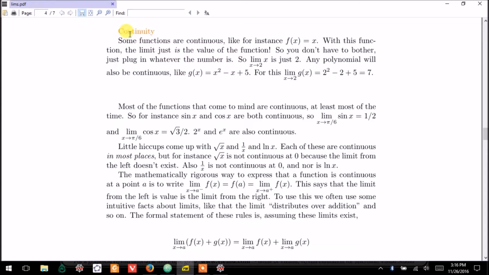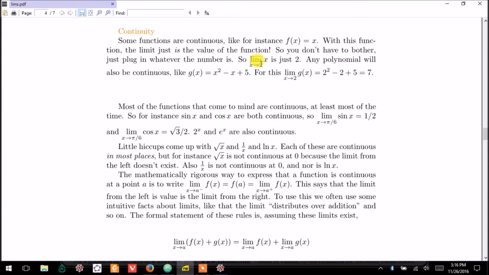So in this video, I'm going to discuss continuity. Now, continuity is something I discussed briefly before, but it basically just means that the function is very simple in terms of its values and limits. The value and the limit agree is basically what continuity means.